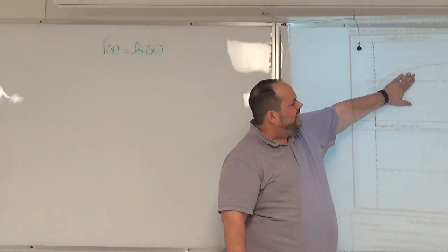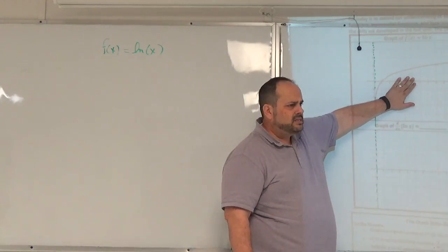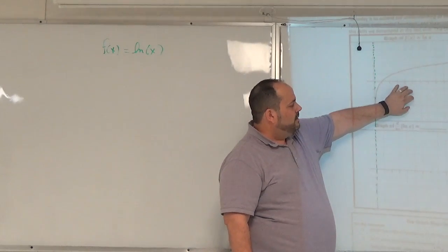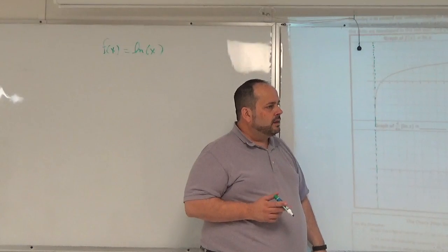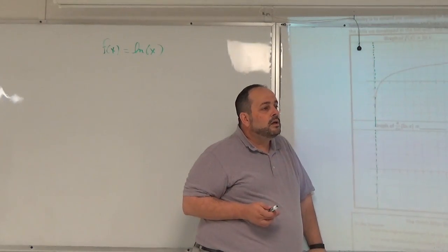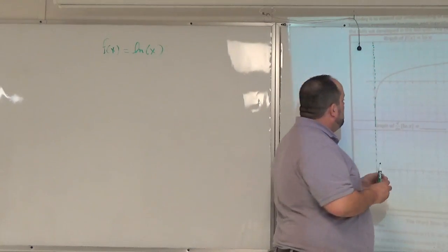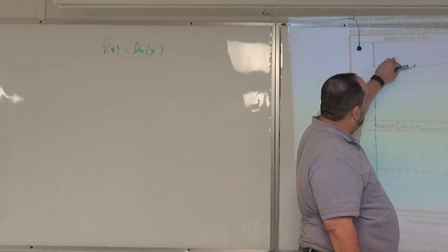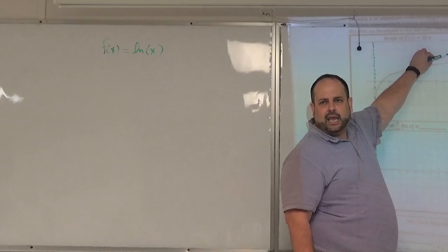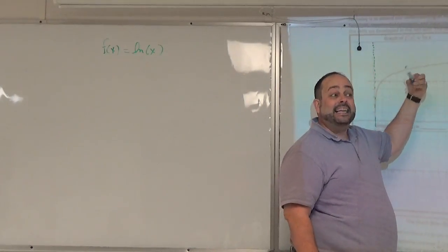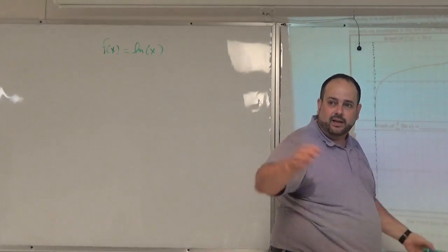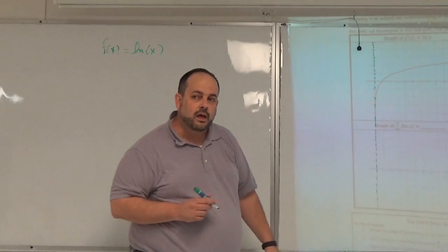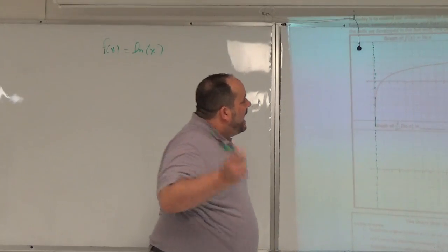Anybody else see anything else about f of x equals the natural log of x? What was that, Paulo? The slope is decreasing. Is that true? Are the slopes decreasing? Yes. They seem to be getting, right, they're positive, but they're getting less positive. True. What else? It has, f of x has a horizontal asymptote.